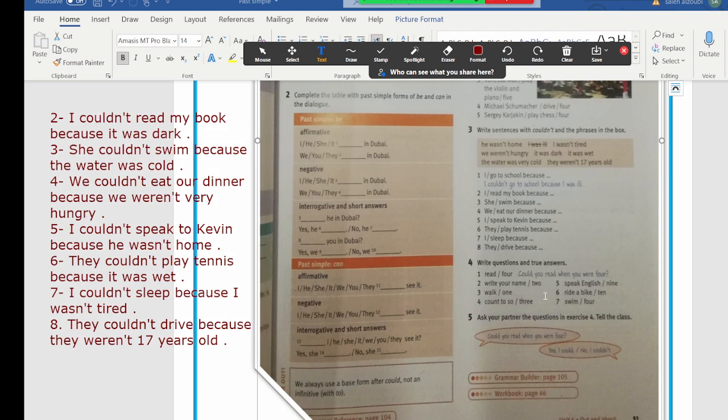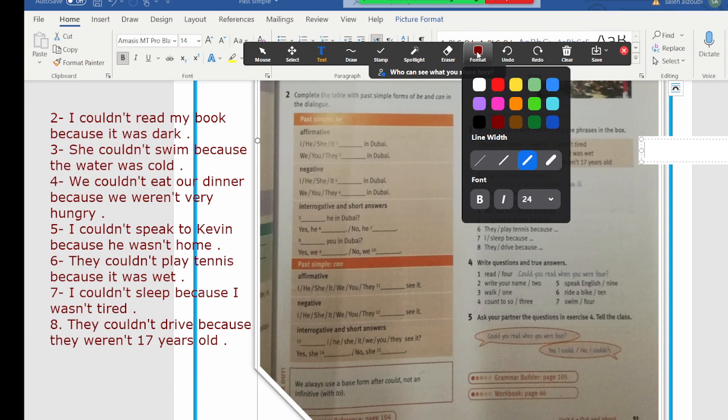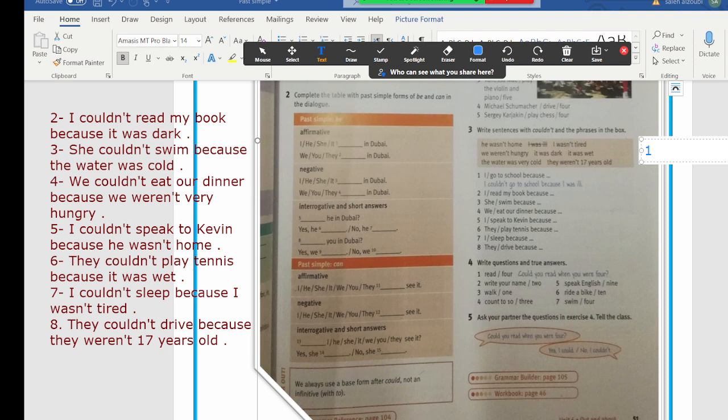Exercise number 3 is done. Move to exercise number 4. Write questions and true answers. Let's start. One is done, I think. Could you read when you were 4? We can answer yes, I could, or no, I could not. Number 2. Could you write your name when you were 2?